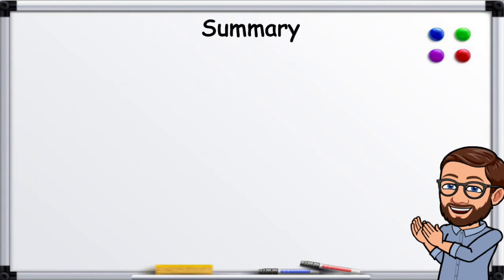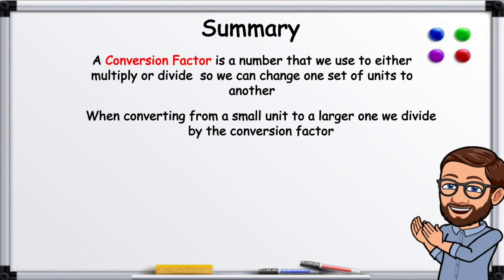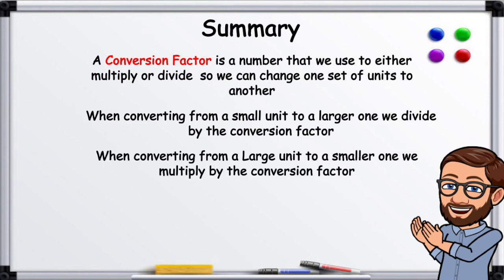So in summary, a conversion factor is a number that we use to either multiply or divide so we can change one set of units to another. When converting from a small unit to a larger one, we divide by the conversion factor. When converting from a large unit to a smaller one, we multiply by the conversion factor.